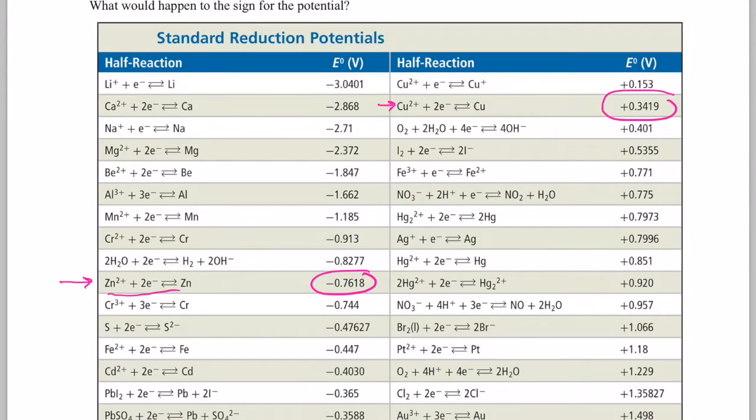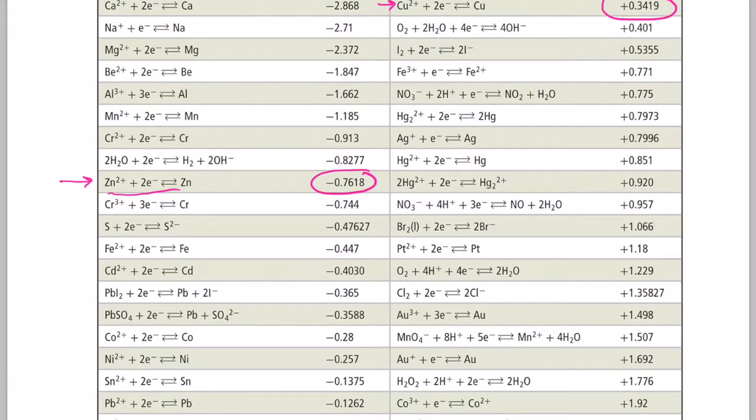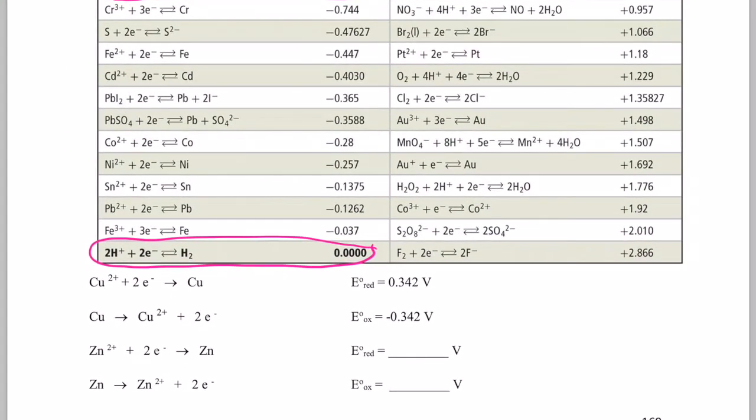My zinc 2+ becoming zinc metal, so this reaction right over here has a potential of negative 0.7618. Now these potentials are what we call relative potentials. They are compared to each other. They are actually compared against what we call a standard. Physicists have decided that we would have a standard reduction potential of hydrogen ions gaining electrons to form hydrogen gas, and they have decided to say that that potential is 0.0000. And all of these other reactions are compared to it.